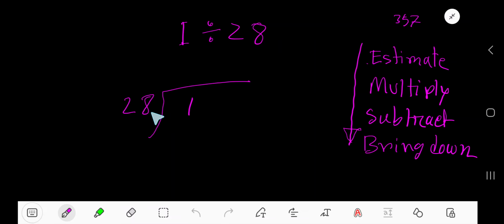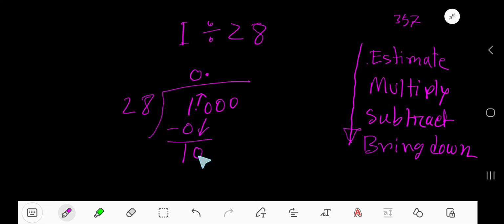1 divided by 28. 28 goes into 1 how many times? 0 times, as 1 is less than 28. 0 times 28 is 0. If you subtract, then you will get 1. Now convert this 1 into decimal. Bring down the first 0, but before the 0 there is a decimal. This decimal must come to the quotient.